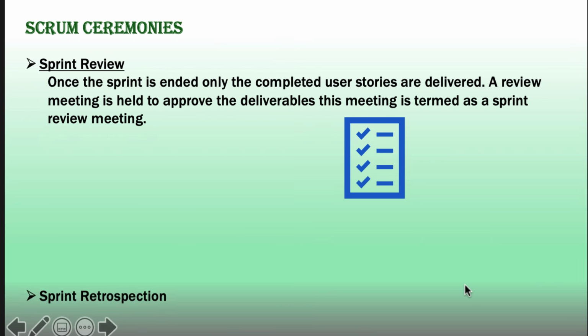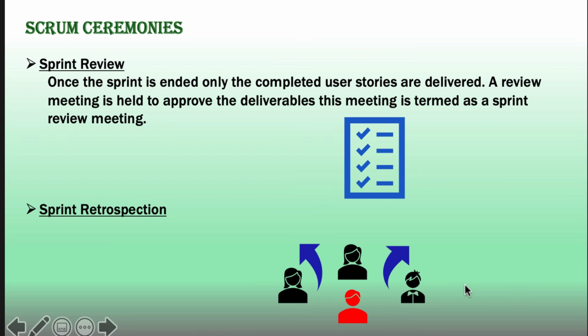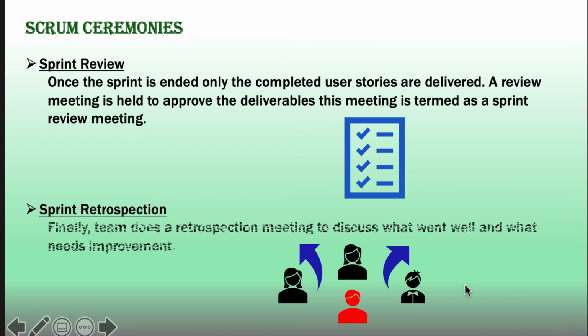Next is Sprint Retrospection. Sprint Retrospection is the last ceremony of the sprint. In this, the team meets to discuss what went well and what needs improvement. Apart from that, team also engages at regular intervals for backlog grooming.